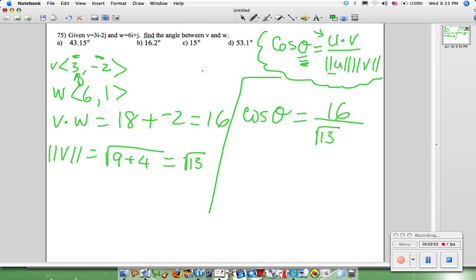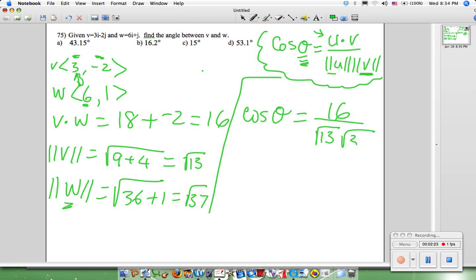Then the last thing we're going to do is find the magnitude of W with this equation. So the magnitude of W is equal to the square root of 6 times 6, 36, plus 1 times 1, which is 1. So it's equal to the square root of 37. So the magnitude of W is the square root of 37.